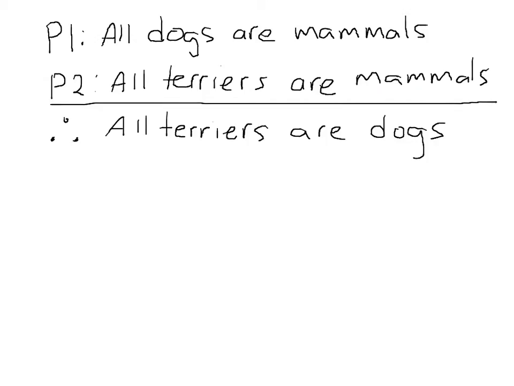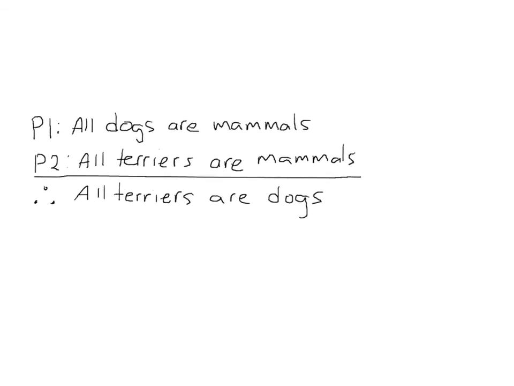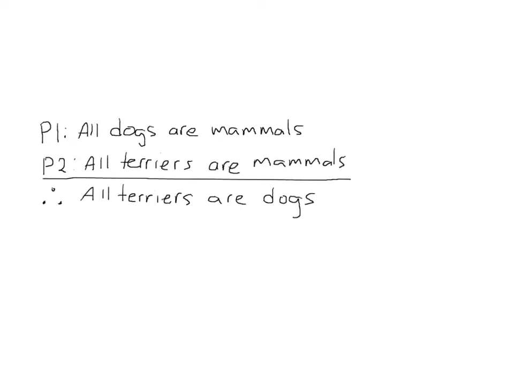So here's our argument. Premise 1, all dogs are mammals. Premise 2, all terriers are mammals. Terriers is a breed of dog. And our conclusion is, therefore, all terriers are dogs. So let's move this down over here a second.